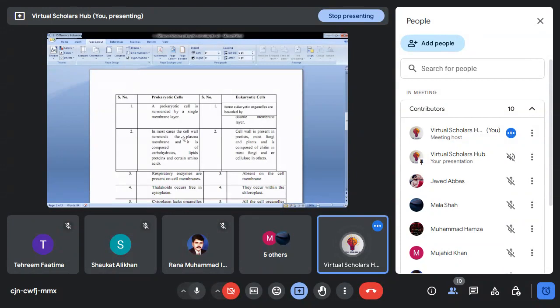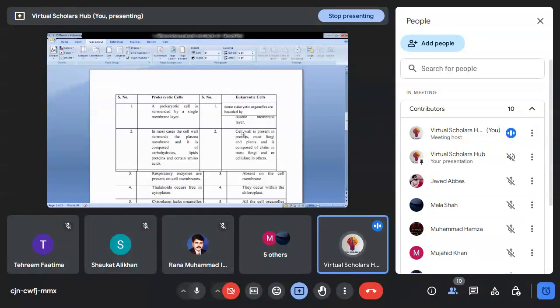Next, number two, in most cases, the cell wall surrounds the plasma membrane and is composed of carbohydrates, lipids, proteins, and certain amino acids. Or generally, we say that the cell wall is composed of peptidoglycan or murein. These are the chemicals present in the prokaryotic cell, and as the name indicates, peptidoglycan: peptide for protein, glycan for glucose, meaning carbohydrates. It is a conjugated molecule of proteins and carbohydrates. It is also known as sacculus. We will discuss the chemical composition of the prokaryotic cell wall in the lecture on the cell wall.